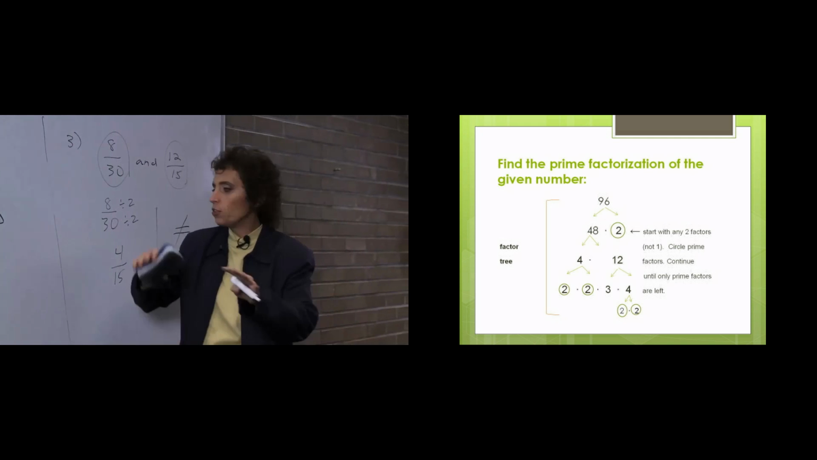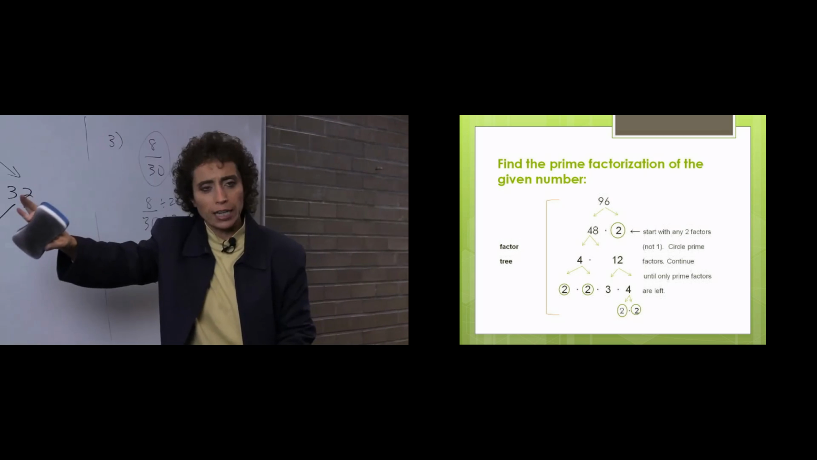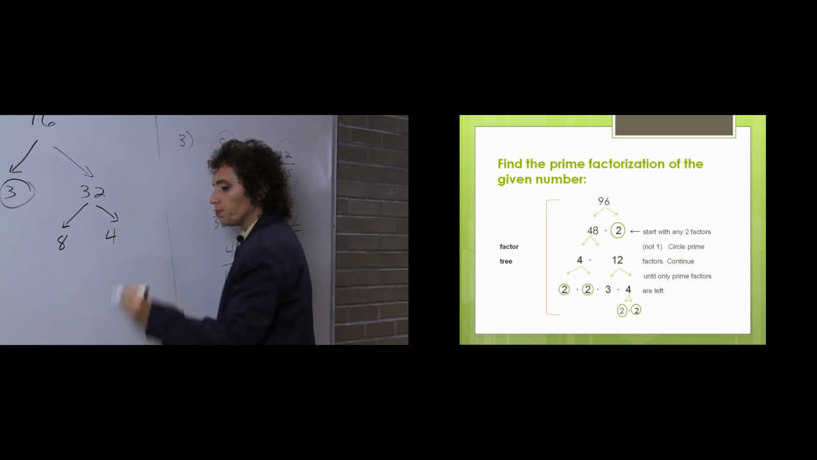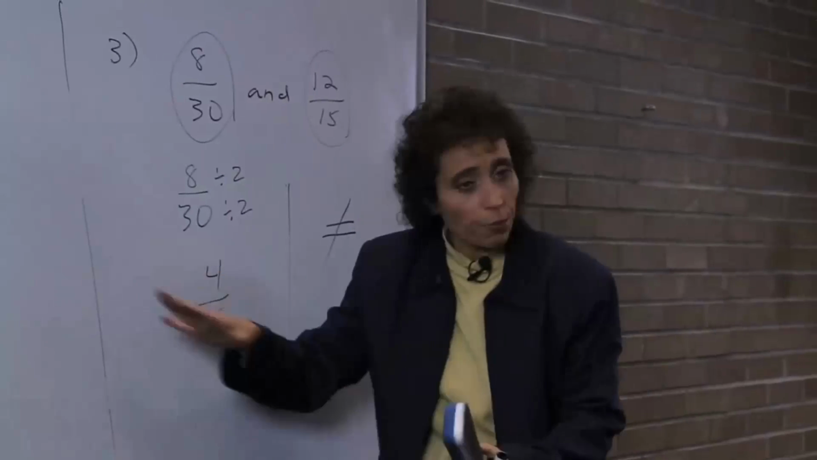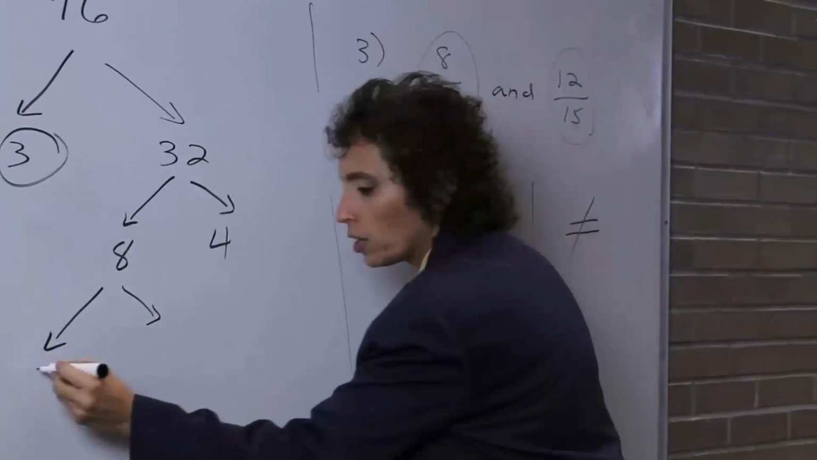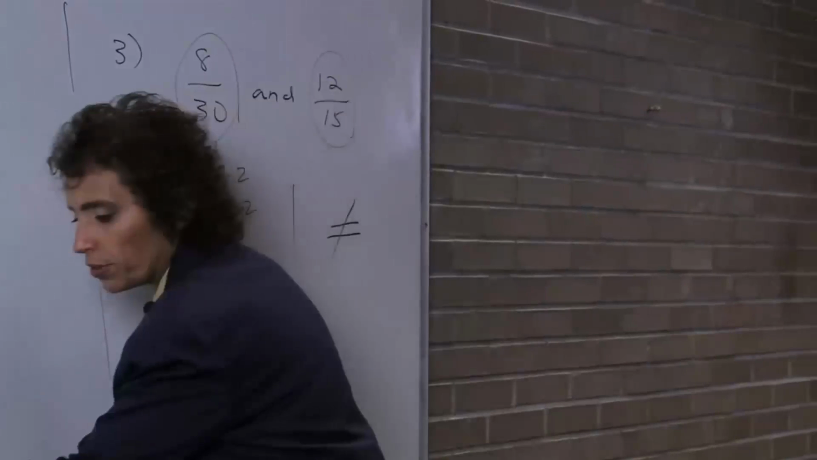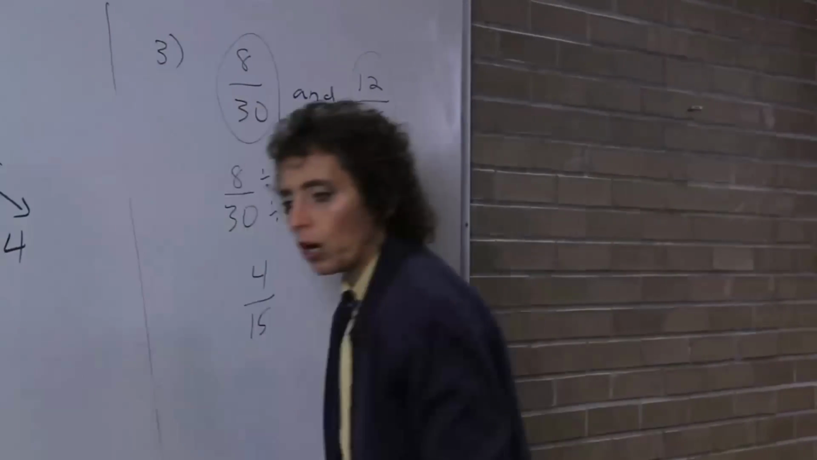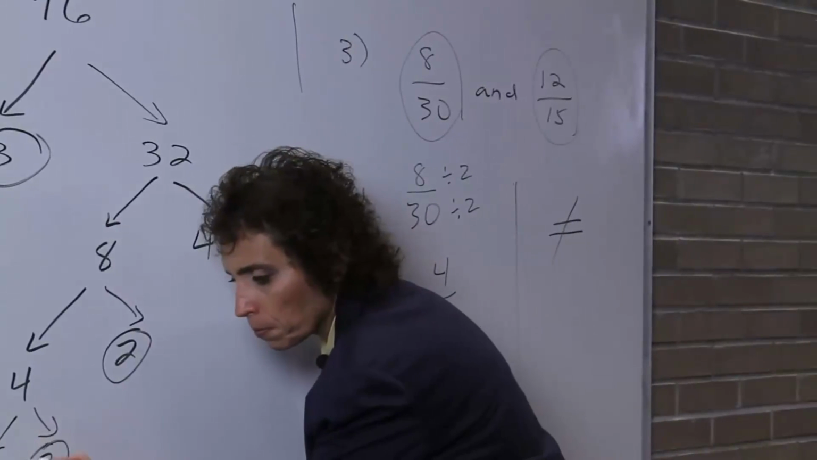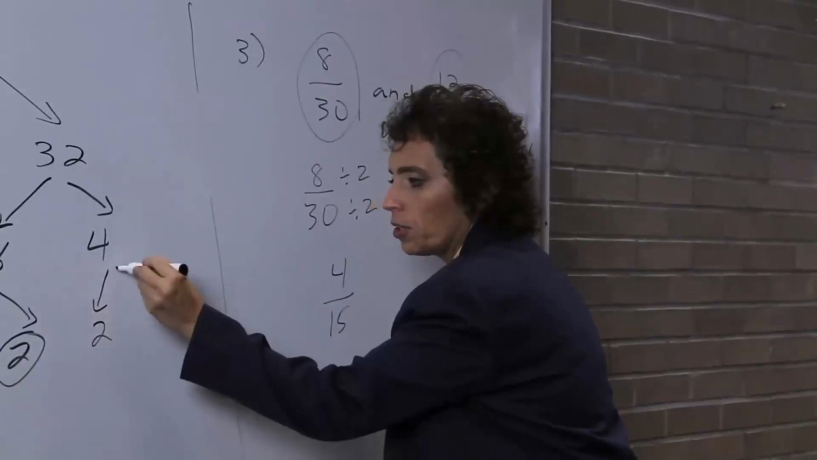You go any two factors of 32. Doesn't matter if you do 8 and 4, or 16 and 2. I'm doing a different example than you're looking at, but I want you to see it doesn't matter. So I'm going to do 8 and 4. Neither of them are prime, so I have to keep growing. 8 could be 4 and 2. I'm going to finish this part of the tree so I don't confuse you. 2 is dead, it's prime. 4 is 2 times 2.